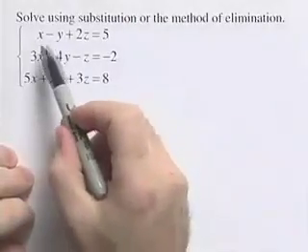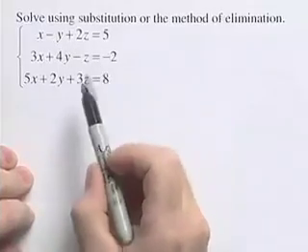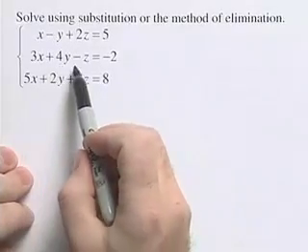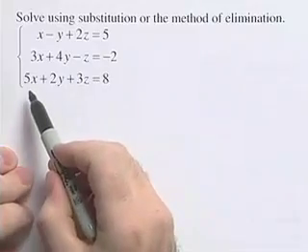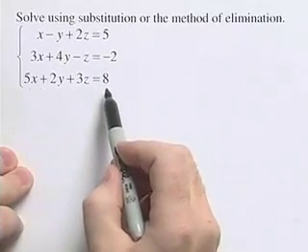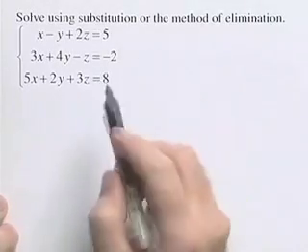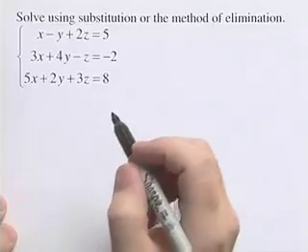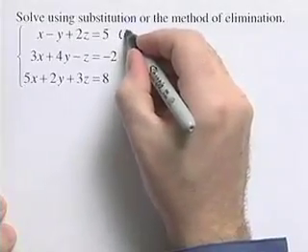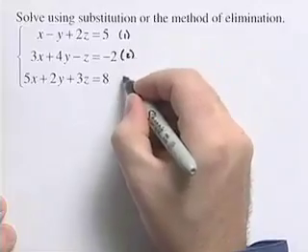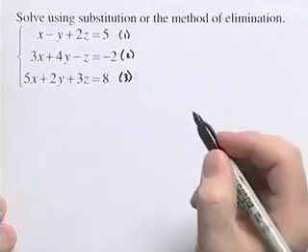For this problem, we're going to solve a system of linear equations in 3 variables using substitution or elimination. We have the system x minus y plus 2z equals 5, 3x plus 4y minus z equals negative 2, 5x plus 2y plus 3z equals 8. I'm going to solve this using the method of elimination. We number our equations. We'll call this equation 1, this is equation 2, this is equation 3.